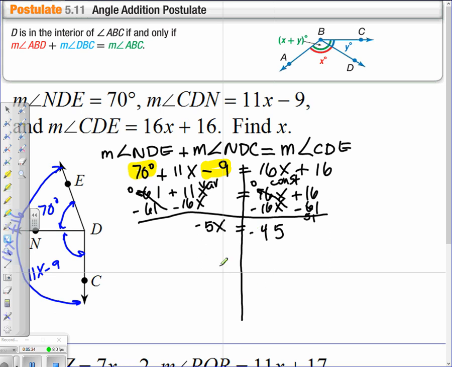Now, to get the letter by itself, we always divide by negative 5. That allows you to cancel the negative 5. And when you do it to one side, you do it to the other. That gives you x is equal to, cancel the negatives, and 45 divided by 5 will give you 9. And the answer is 9. The x is 9. So as you can see, this is very similar to the segment addition, but now we're doing angles.